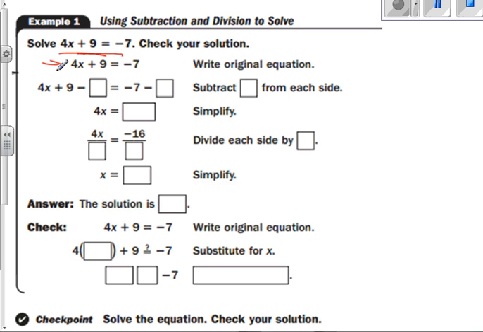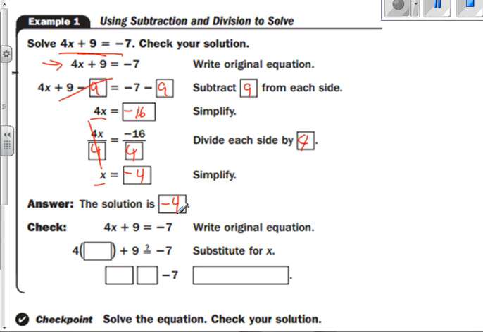You start with your equation, and then we are going to subtract 9 from both sides. The 9's on the left will cancel, that equals 0. I'm left with just 4x on the left, and then negative 7 minus 9 gives me negative 16. Then I'm going to divide both sides by 4. 4 divided by 4 is 1. 1 times x gives me x on the left-hand side. And then 16 divided by 4 is 4. Negative divided by positive is a negative, so that gives me negative 4.